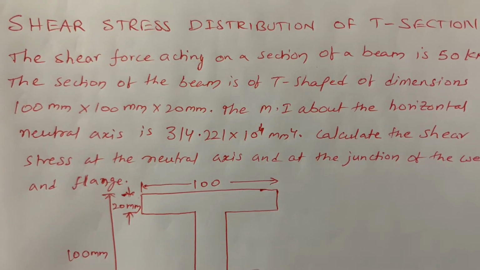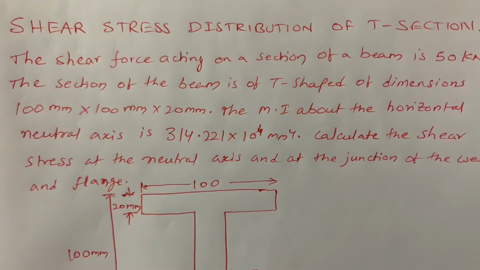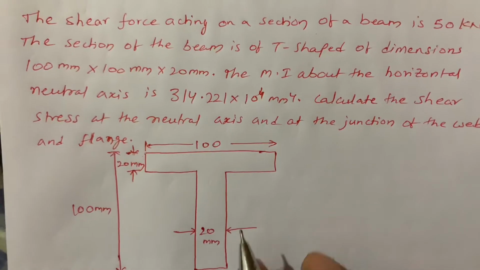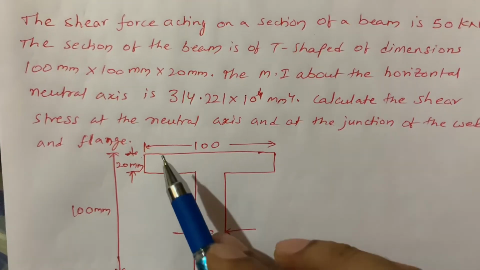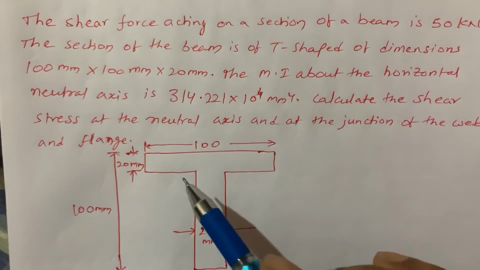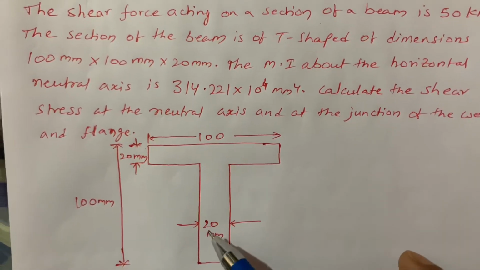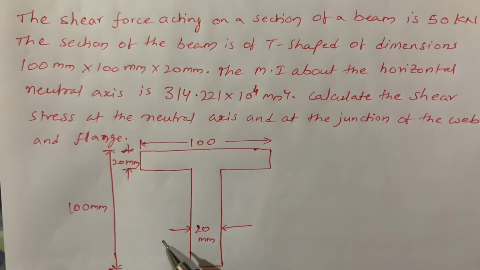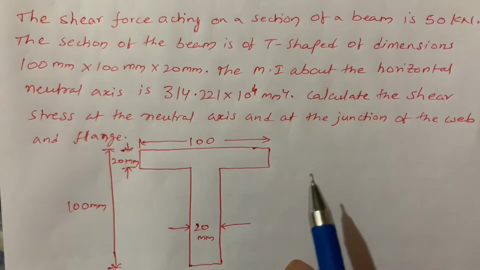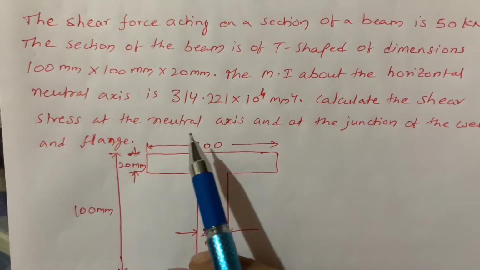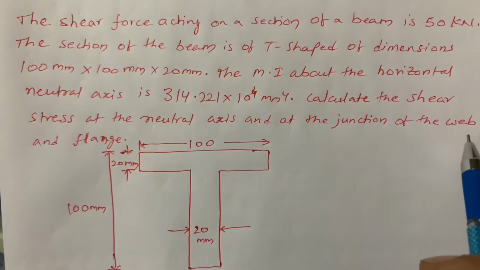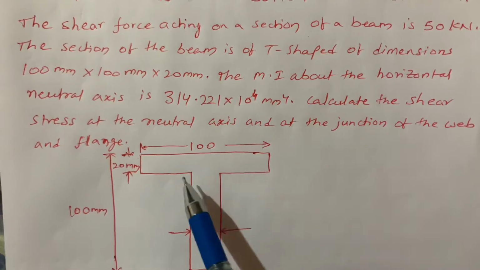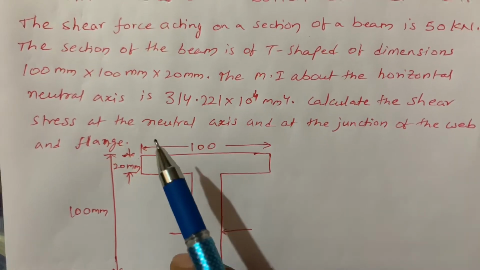Hello everyone. In this video, I'm going to explain shear stress distribution of a T-section. So here is a T-section, 100 mm width and 100 mm depth, with 20 mm thickness of the web and 20 mm thickness of the flange. For this T-section beam, we have to calculate shear stress at the neutral axis and at the junction of the web and flange.